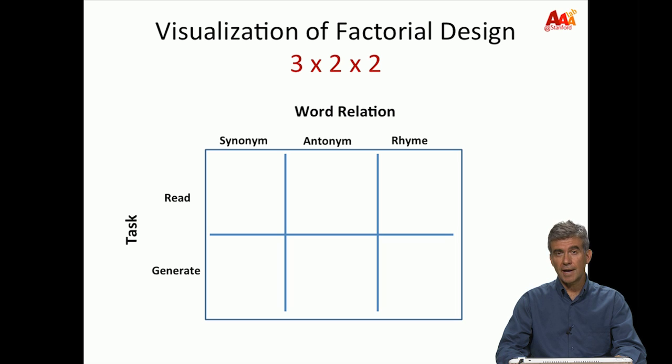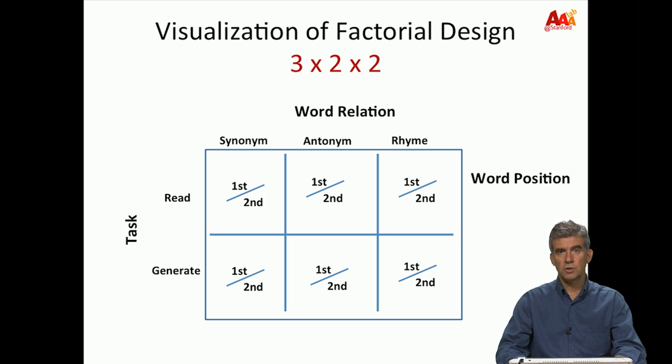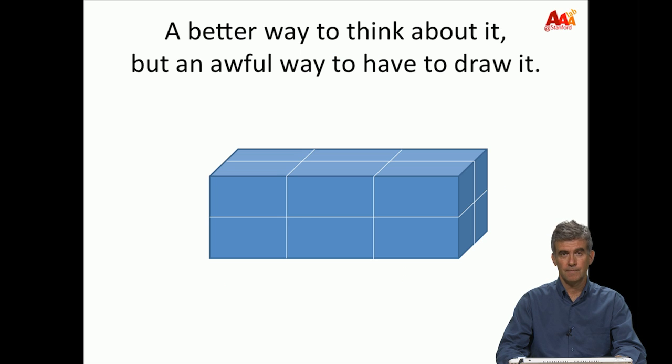Then there was a third factor, which is sort of a pest to represent in this format, which is word position, whether you saw it as first or second. And so I've just sort of written it in there like that. But the way you think about it's kind of really a bad way to draw it. So this is a better way to draw it. Here's the way to think about it. It's really sort of a cube of 3 dimensions.